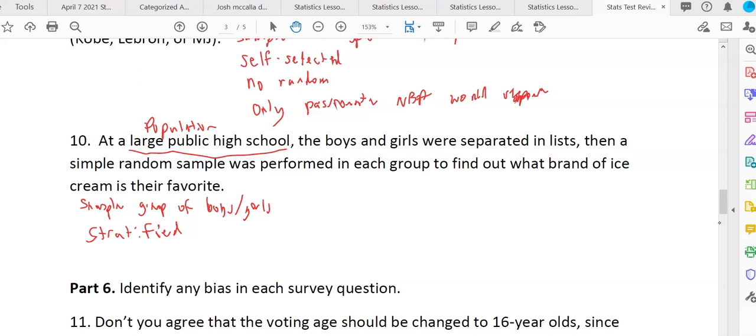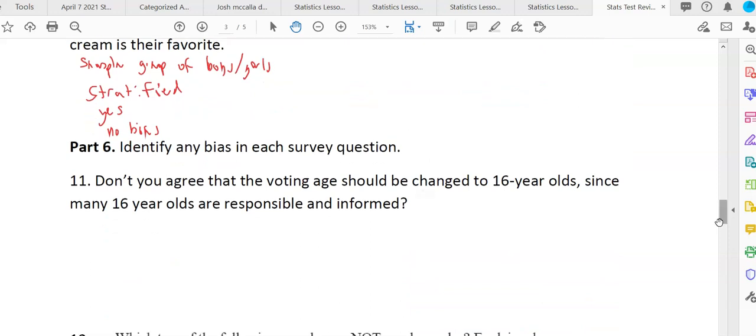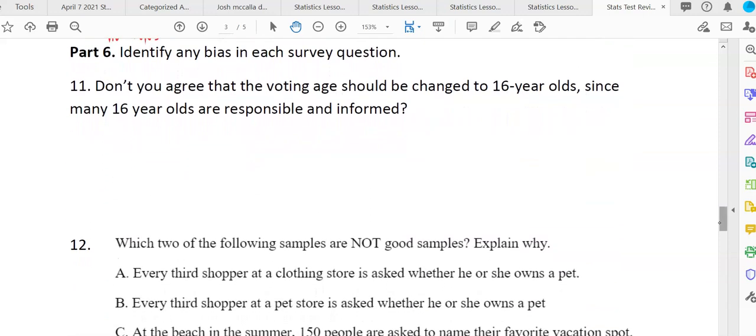Was it random? Yes. Simple random sample was performed within each group, so that is random. And is there bias? Don't think so. Not that I know of. There always can be bias, but not from the information we've been given. Don't you agree?